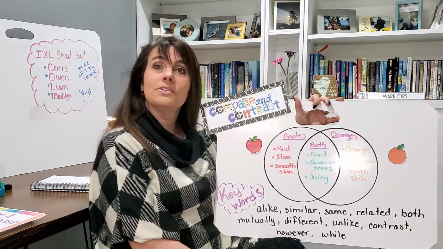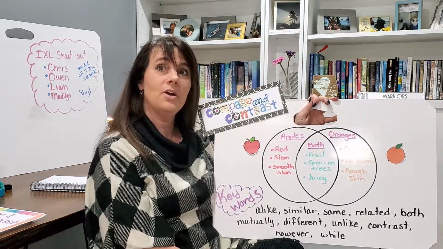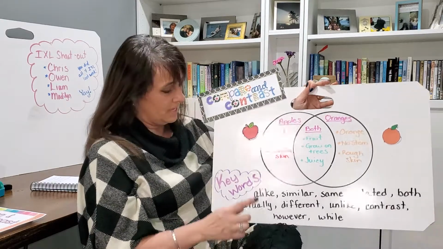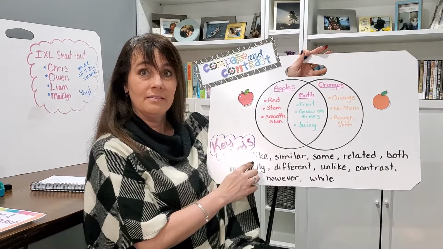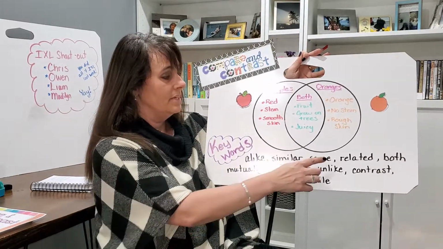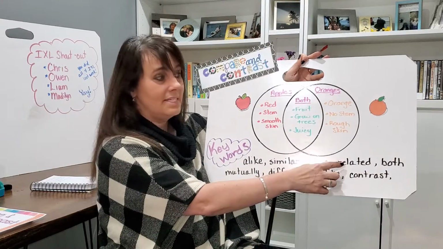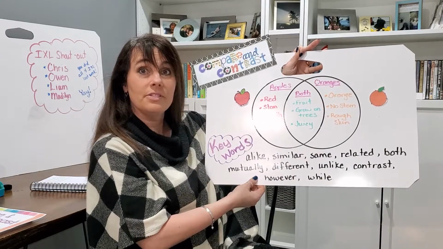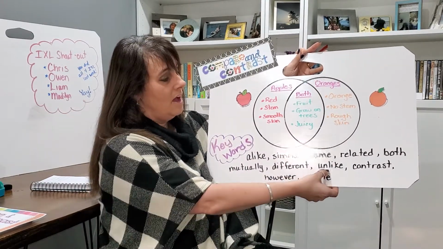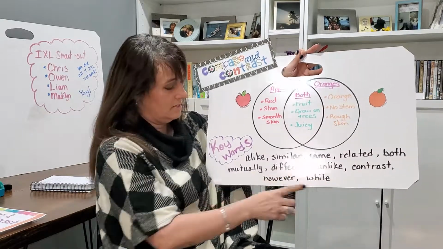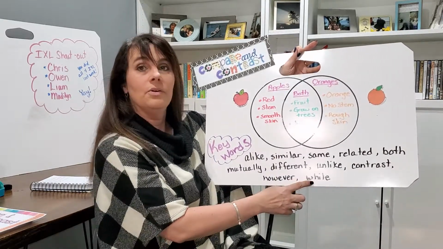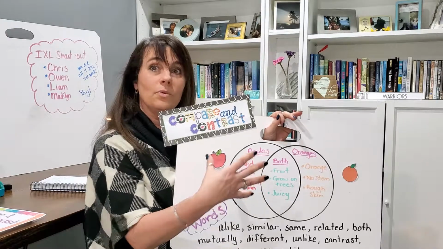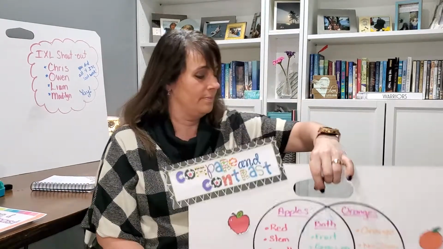Let's look at some key words if we're looking at this type of text. If you want to know whether it is a compare and contrast text, here are some words that might give you some clues. It could be something like alike. You might see the word similar, same, related, both, mutually, that means a lot similar to the same, different, unlike, contrast, however, and while. Remember, texts that are comparing two things will have many of these words. Let's take an example.